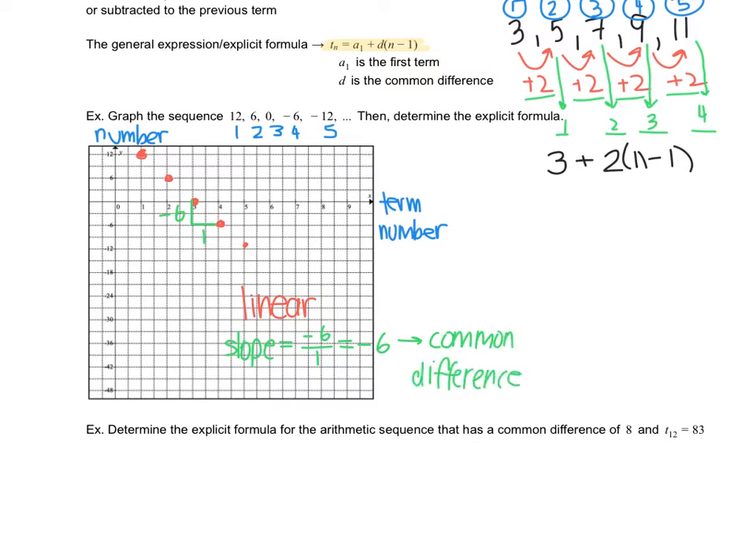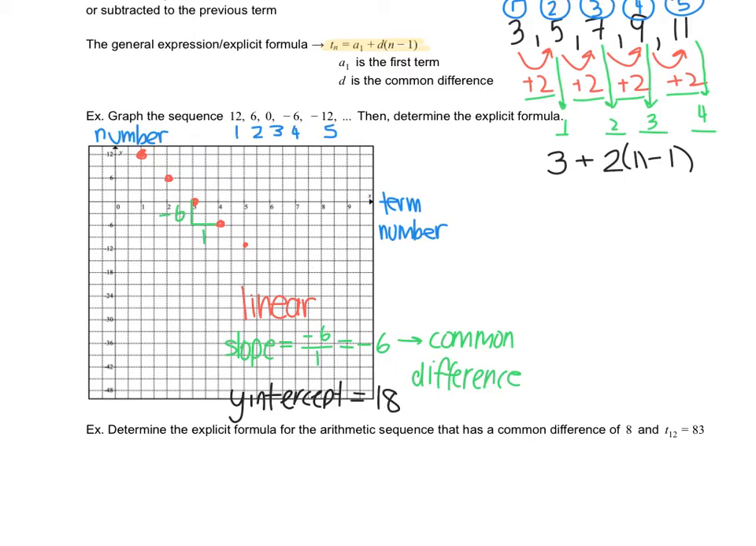Now my y-intercept, if we extend this line and we go upwards, I know my y-intercept is just going to be 6 more than that first term. So my y-intercept is 18.